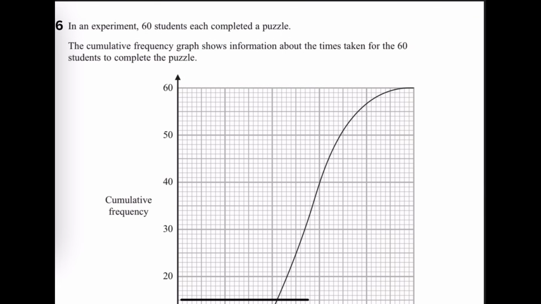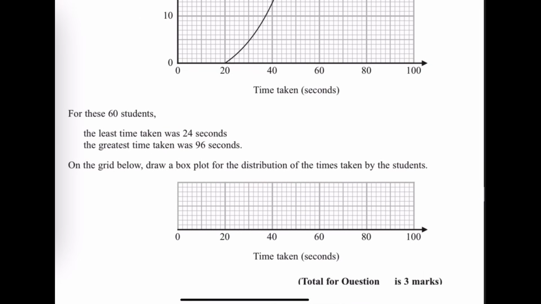Question 16. In an experiment, 60 students each completed a puzzle. The cumulative frequency graph shows the information about time taken for 60 students to complete the puzzles. For the 60 students, the least time taken was 24 seconds and the greatest time taken was 96 seconds. Draw a box plot for the distribution of time taken by these students.